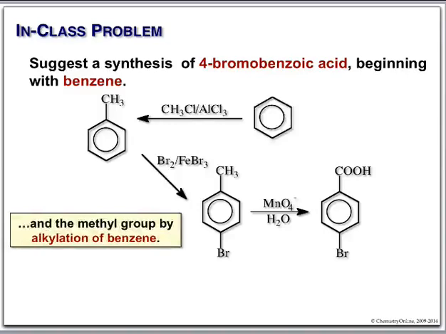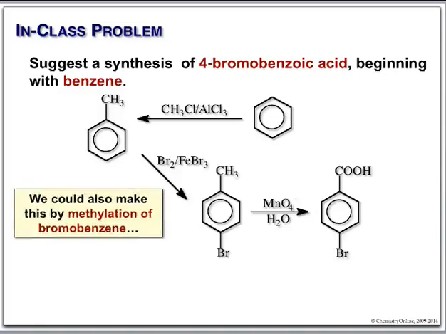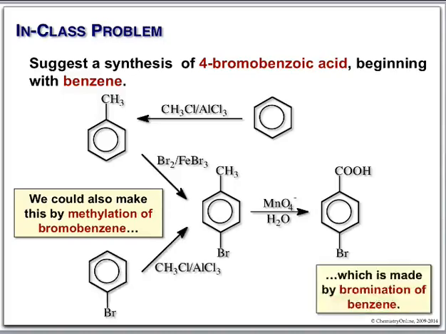Now, we can do this by pathway number 2 also, can't we? In pathway number 2, we would start off with bromobenzene, methylate. We make bromobenzene from benzene by bromination. Go ahead and write the pathway. Start with benzene, make bromobenzene, add a methyl group. For the methylation of bromobenzene, bromine is going to direct para. All we need is bromobenzene and something like chloromethane, aluminum chloride. How do we make bromobenzene? Bromination of benzene. And the full path would look like this.